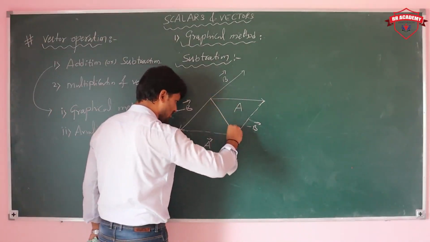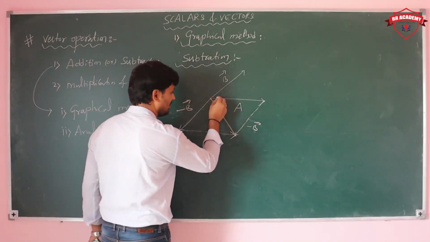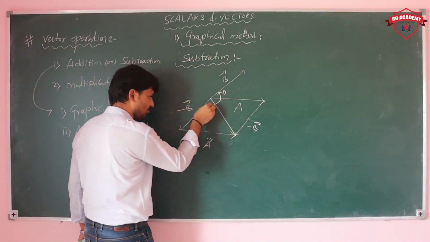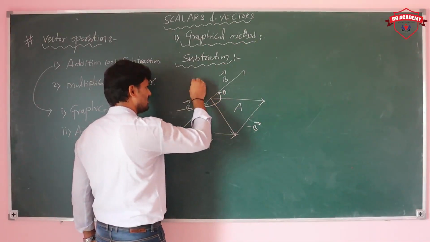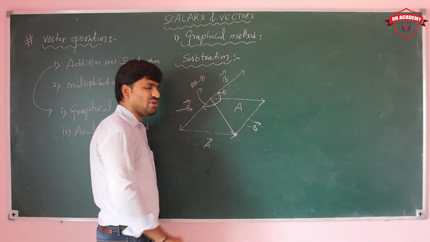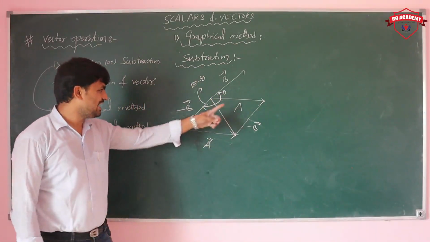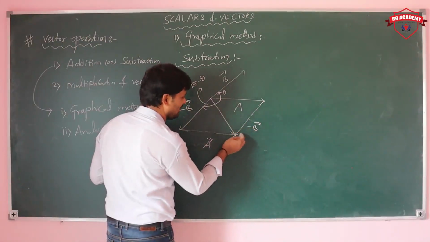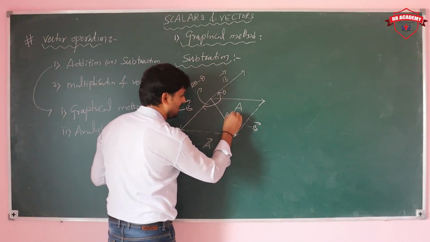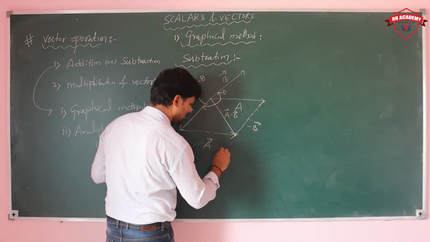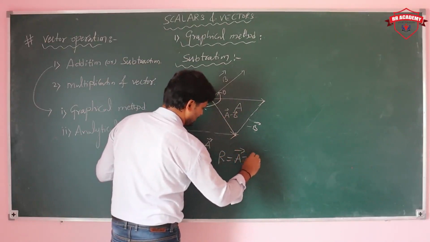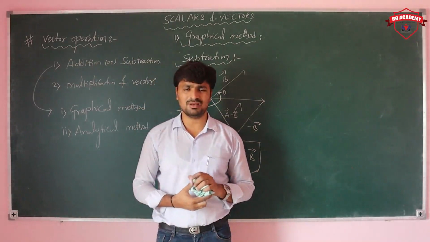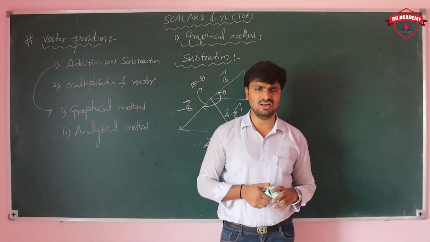Now this will be the resultant. What is the resultant here? For example, in the previous one, which was making an angle theta, we know that this angle is 180 minus theta. The angle between A and B is theta, then the angle between A and minus B is 180 minus theta. And now, what is the resultant? The resultant is simply A minus B. This we can take simply as the subtraction method. Subtraction by graphical method.